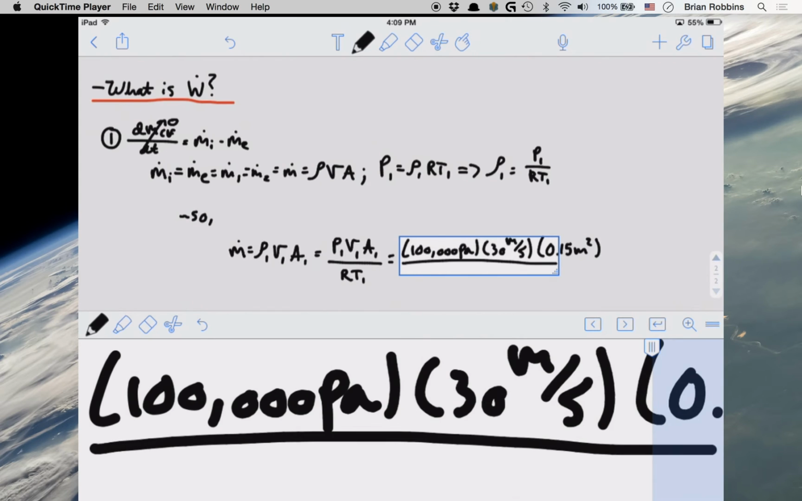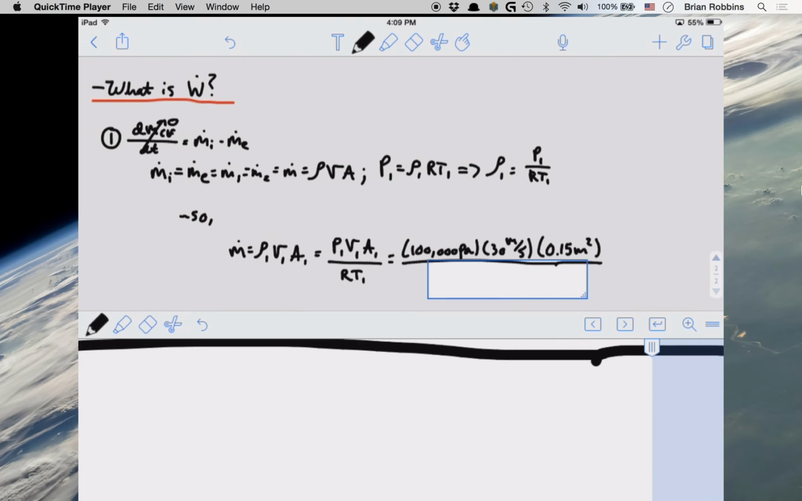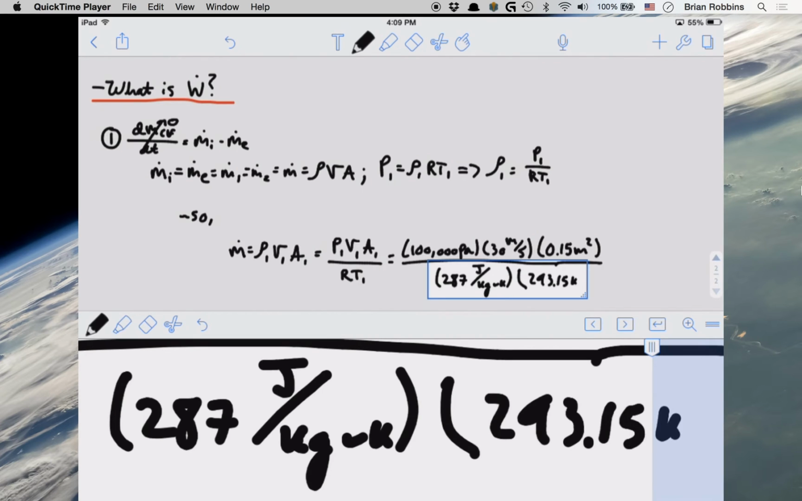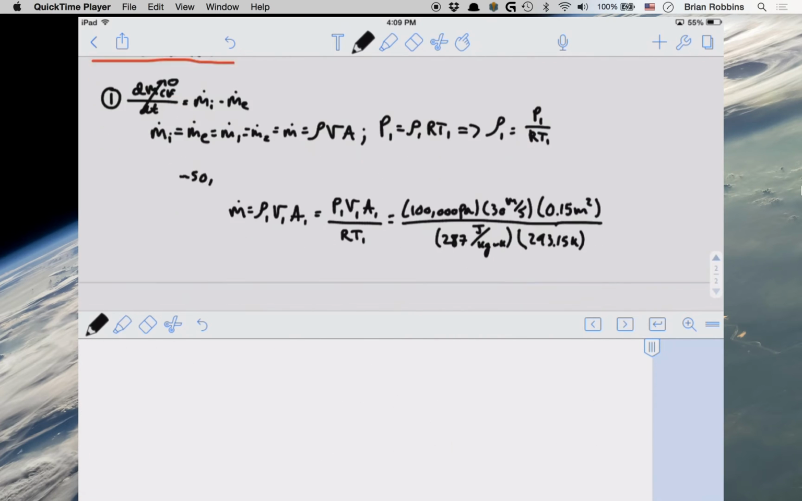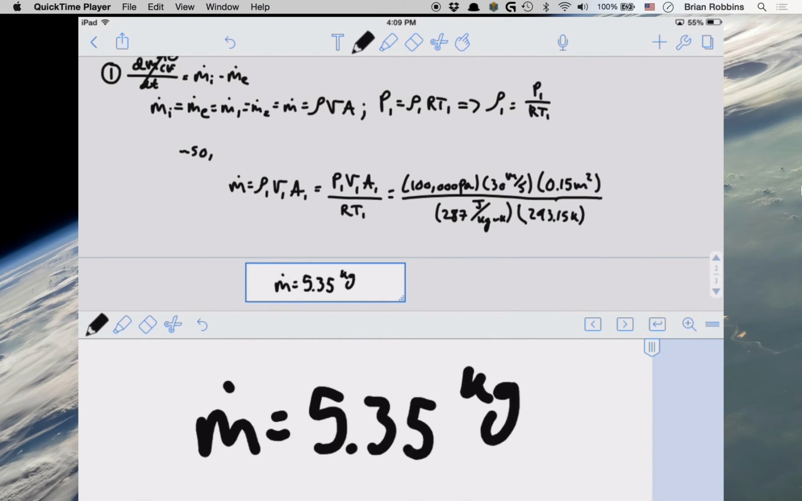This is all divided by our individual gas constant, so 287 joules per kilogram Kelvin, and our temperature, so 293.15 Kelvin. Now when we go ahead and calculate this, we get that m dot is just equal to 5.35 kilograms per second.